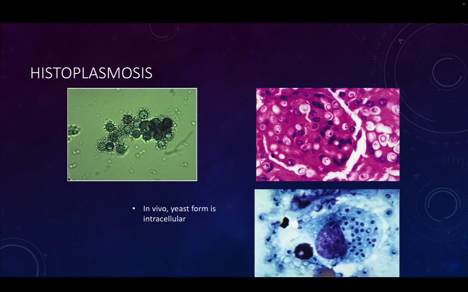In vivo, so in the body, the yeast form is actually intracellular, and that's pretty unique. We don't often see eukaryotic pathogens go intracellular all that much. I mean, they can, obviously, but we tend to think of them more as extracellular, but you can see they are small, so they can go intracellular.